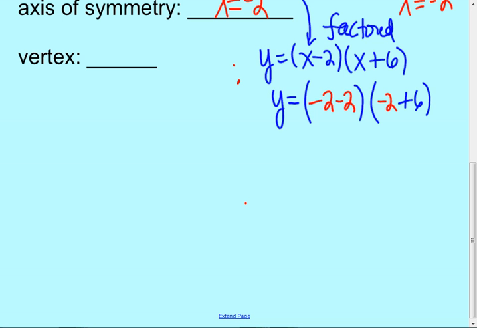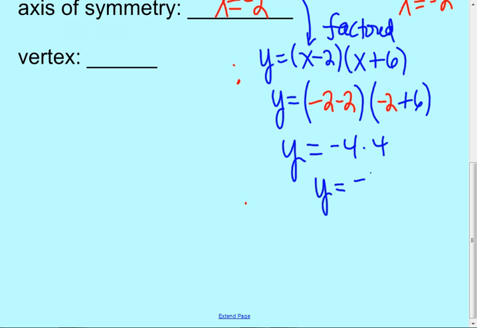There we go. This is negative 4. This is positive 4. Will they always be opposites? If they're in factored form, we'll find out. And when you do the problems, you should look for that. So what's the y value?